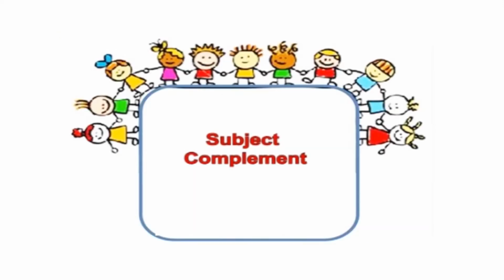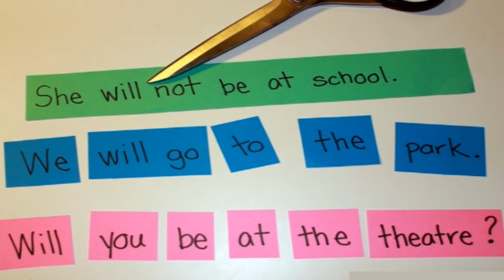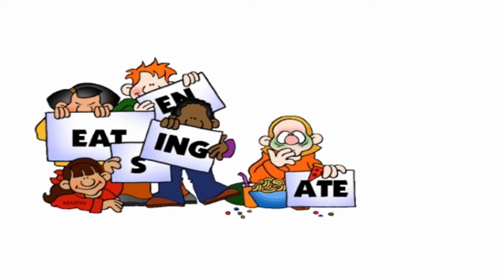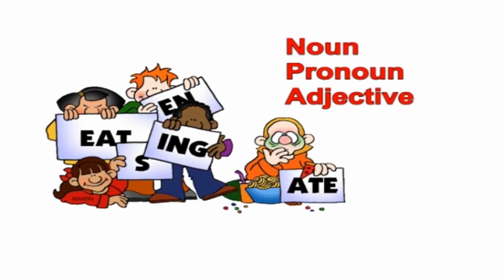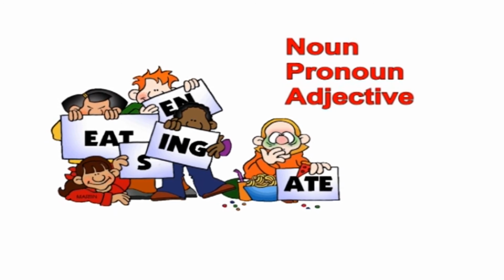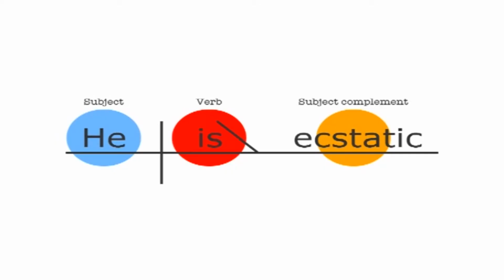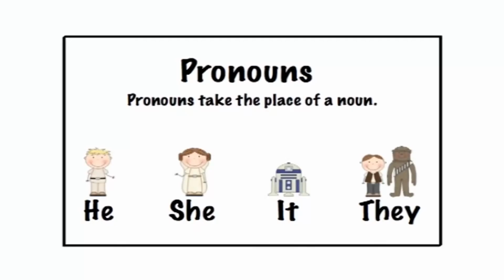Subject complement. A subject complement is found in the predicate of a sentence. A subject complement either renames or describes the subject and therefore is usually a noun, pronoun or adjective. Subject complements occur when there is a linking verb within the sentence. A complement is something that completes, and a subject complement is something that completes our idea of the subject of a sentence by giving us more information about it. Usually, the subject complement is a noun, a pronoun or an adjective.